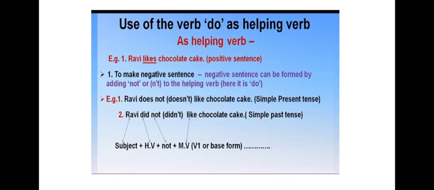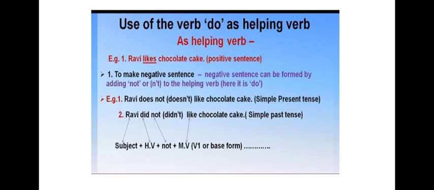So here the sentence formation is subject plus helping verb. Now here we are dealing with the form of do as helping verb. So here the form of do is working like a helping verb because in the sentence Ravi likes chocolate cake, if I want to make it negative, Ravi does not like chocolate cake. Here in this sentence, if you see, there are two verbs. One verb is does, does not is one verb, and like is also one verb, right? So here like is a main verb and doesn't is your helping verb.